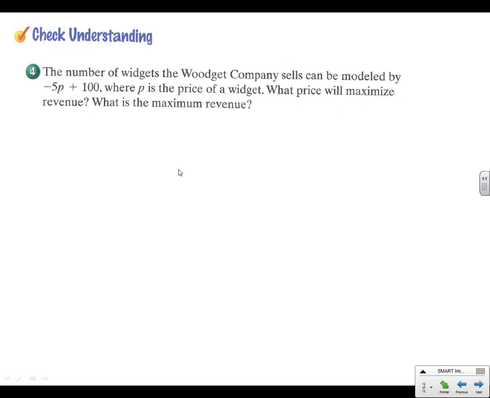Your try over here. Figure out if you can maximize revenue for the Woojit company. And if you have any questions, we'll go over it in class. That's it for 5-2.